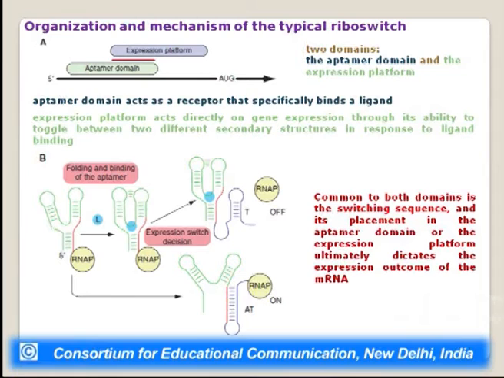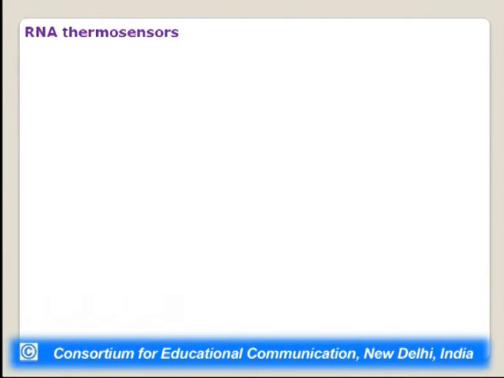But when the ligand binds, the expression switches the decision, and therefore it attains the structural conformation of a terminator sequence. The terminator structural conformation then switches off the gene expression, and RNA polymerase dissociates, transcribing only this much of the mRNA. So, that is how the riboswitch works.